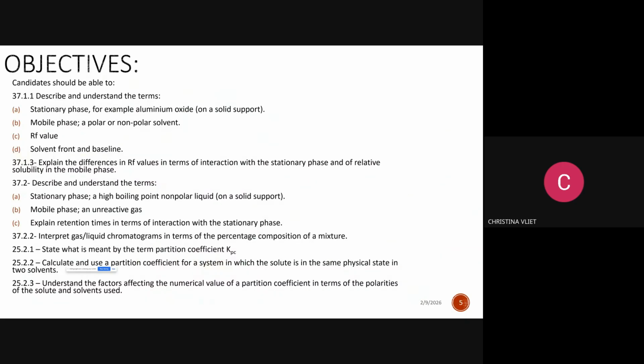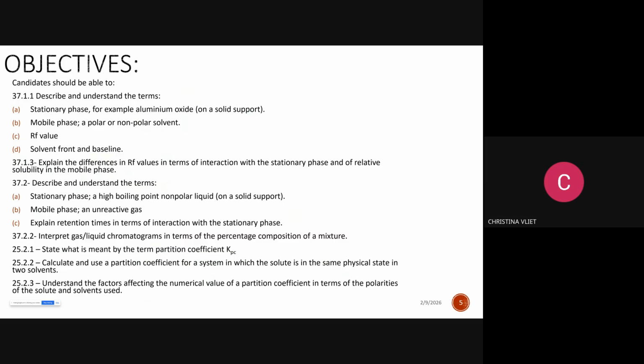So there's a lot of objectives today, but most of them are very fast and informational to get through. And there'll be a lot of objectives next class too, just FYI. So the objectives are going to come in quick. We've got a lot of vocabulary today. It says describe and understand the term stationary phase, for example, aluminum oxide on a solid support. Mobile phase, meaning some solvent that's moving. RF value, what in the world is that? And solvent front and baseline.